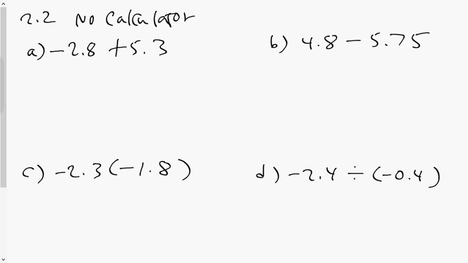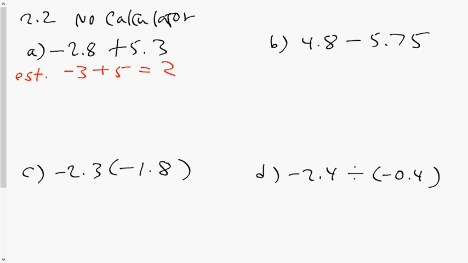Our next question gives us 4 no calculator questions. Negative 2.8 and 5.3. Now, first thing we did when we did this was we estimated. I should have put estimate and calculate. So what's negative 3 plus 5? Our estimation is going to be roughly positive 2.